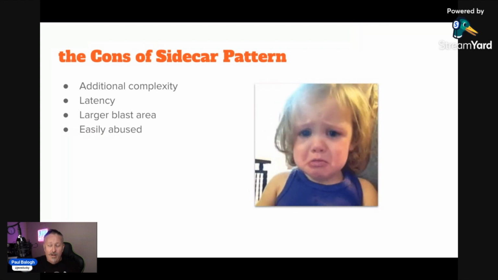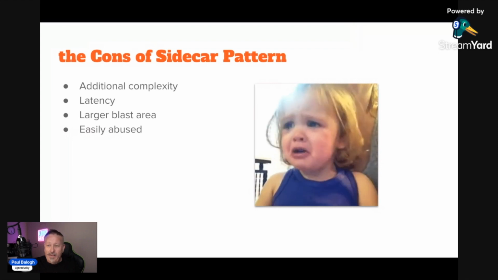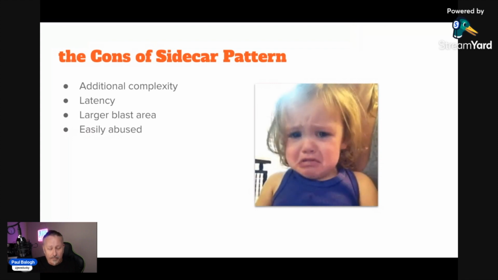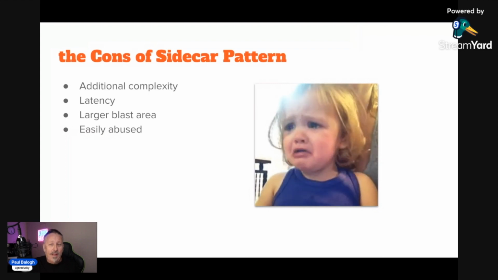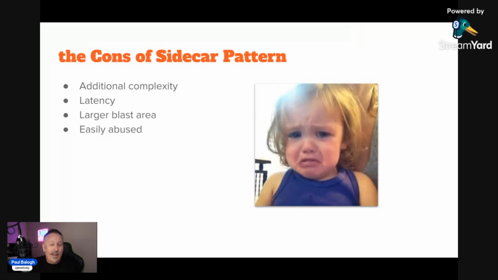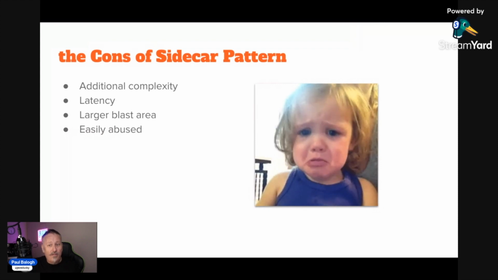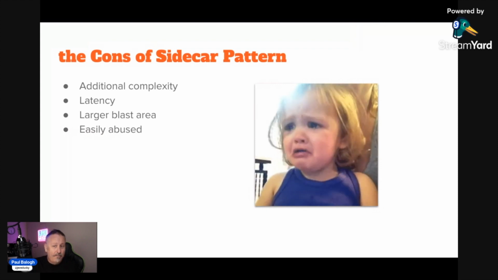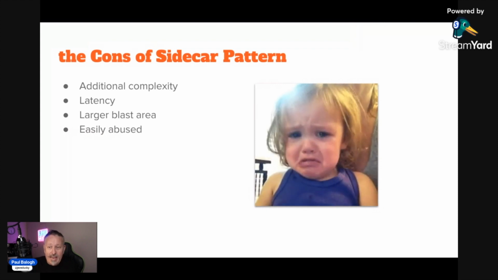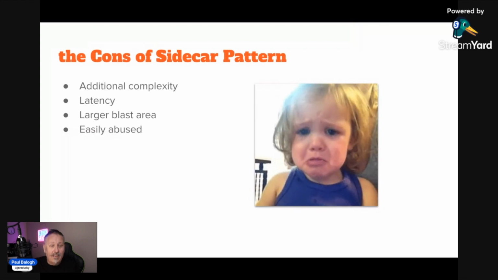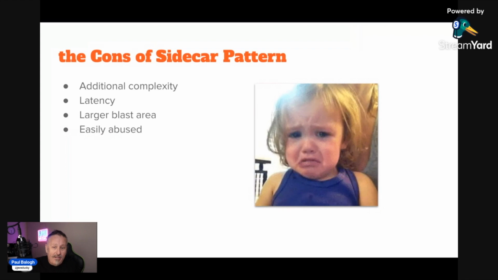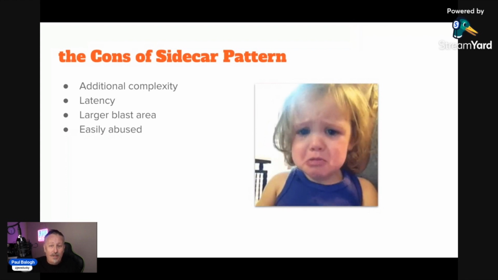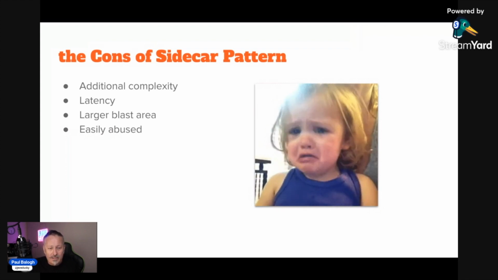Latency. A function call within a single application process will always be faster than inter-process communication. And a larger blast radius. You remember that standardized sidecar that runs with many different applications? Well, what if there's a bug in that code that's going to affect a lot more than one single application? And the pattern is easily abused, same as can be said with microservices in general.